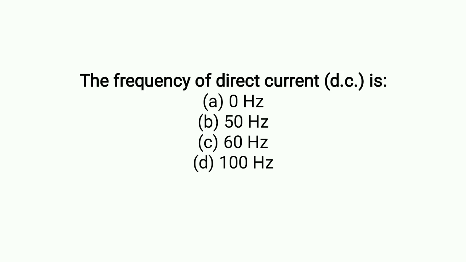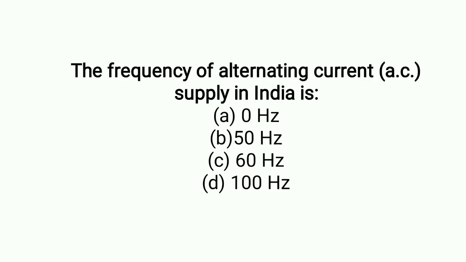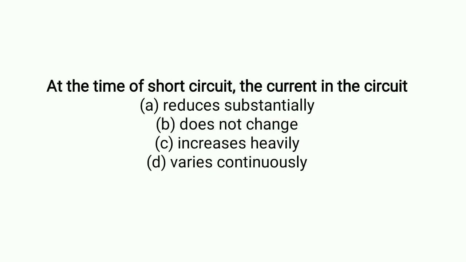The frequency of direct current is 0 hertz. The frequency of alternating current supply in India is 50 hertz. At the time of short circuit, the current in the circuit increases heavily.